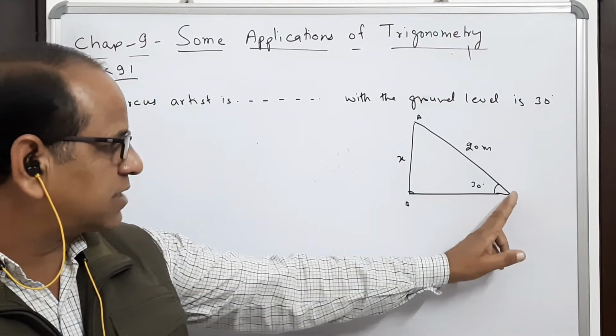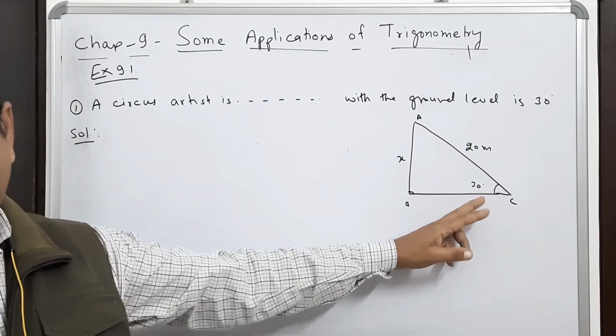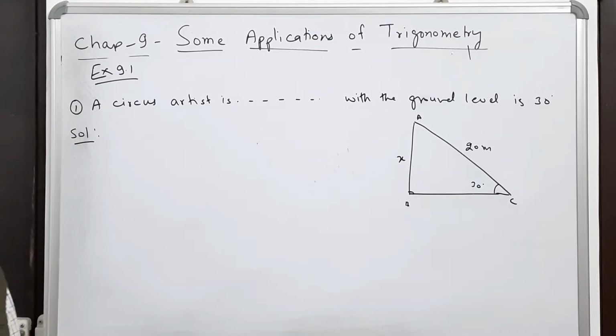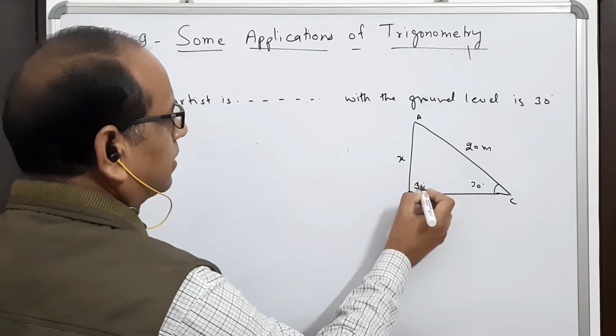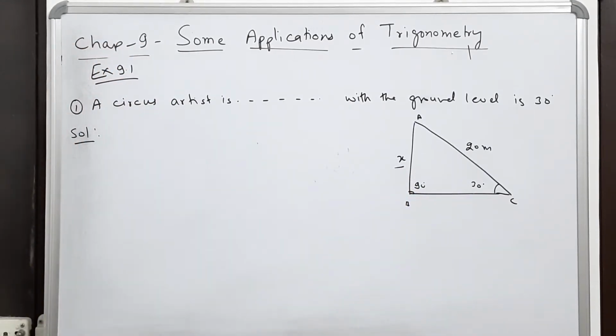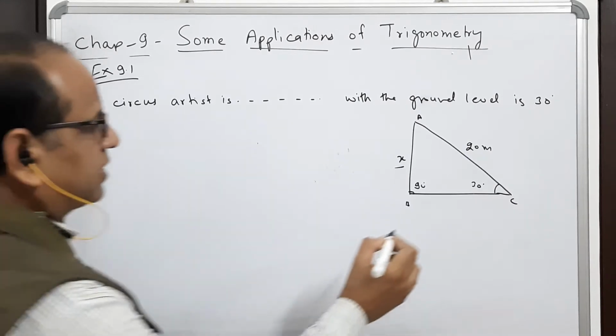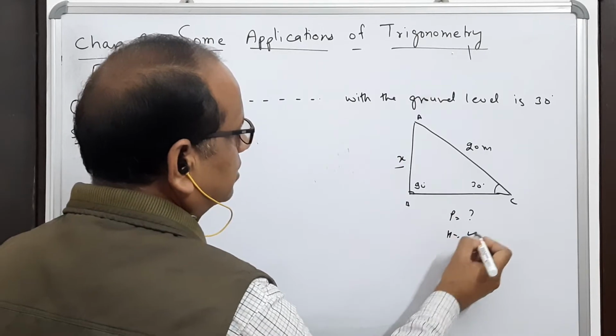Now the artist is climbing from here and this rope is making an angle of 30 degrees. You all know that we have already done this type of problem. This angle is 90 degrees. Now what is the unknown? It is the perpendicular, and what is the known? It is the hypotenuse. So the perpendicular is unknown and the hypotenuse is known.